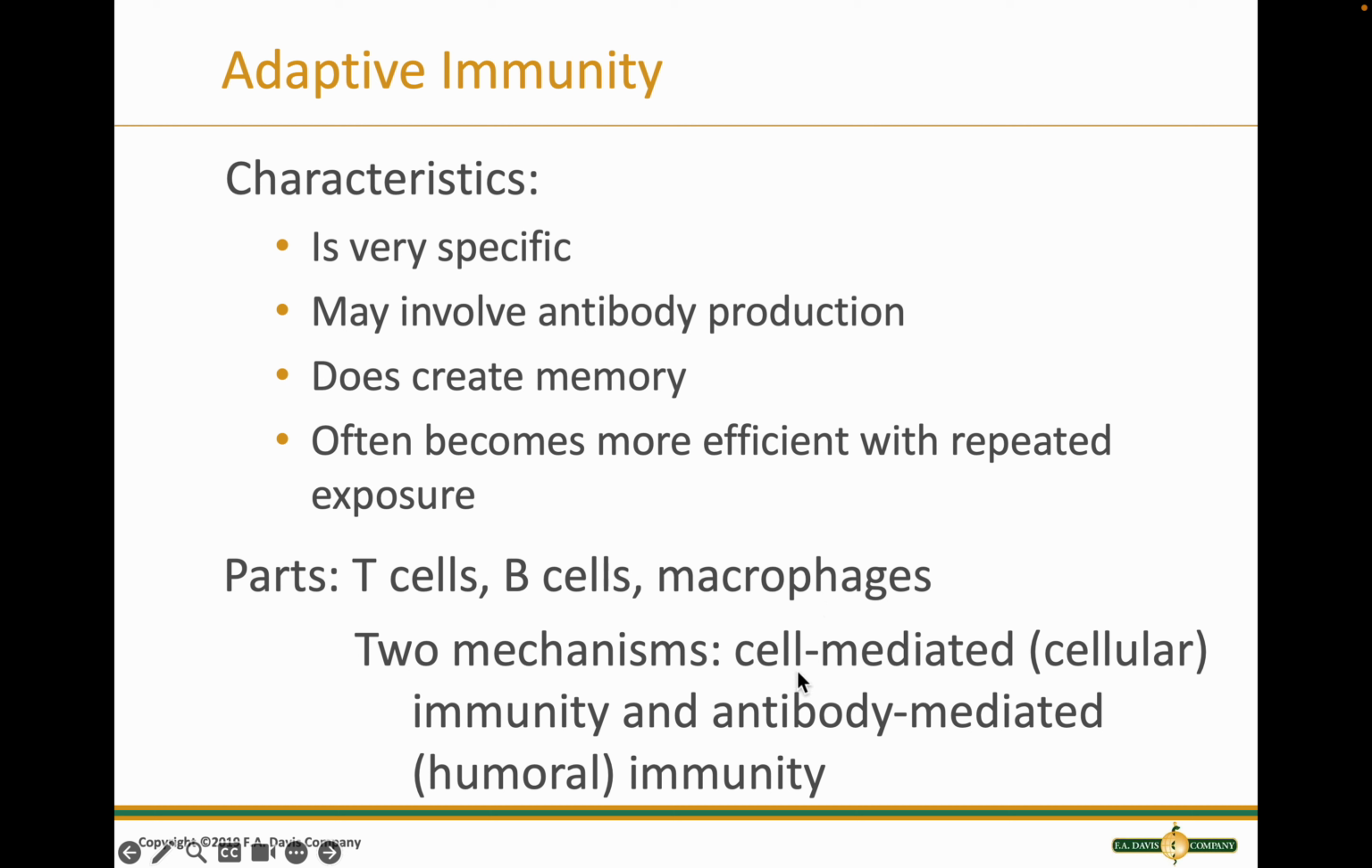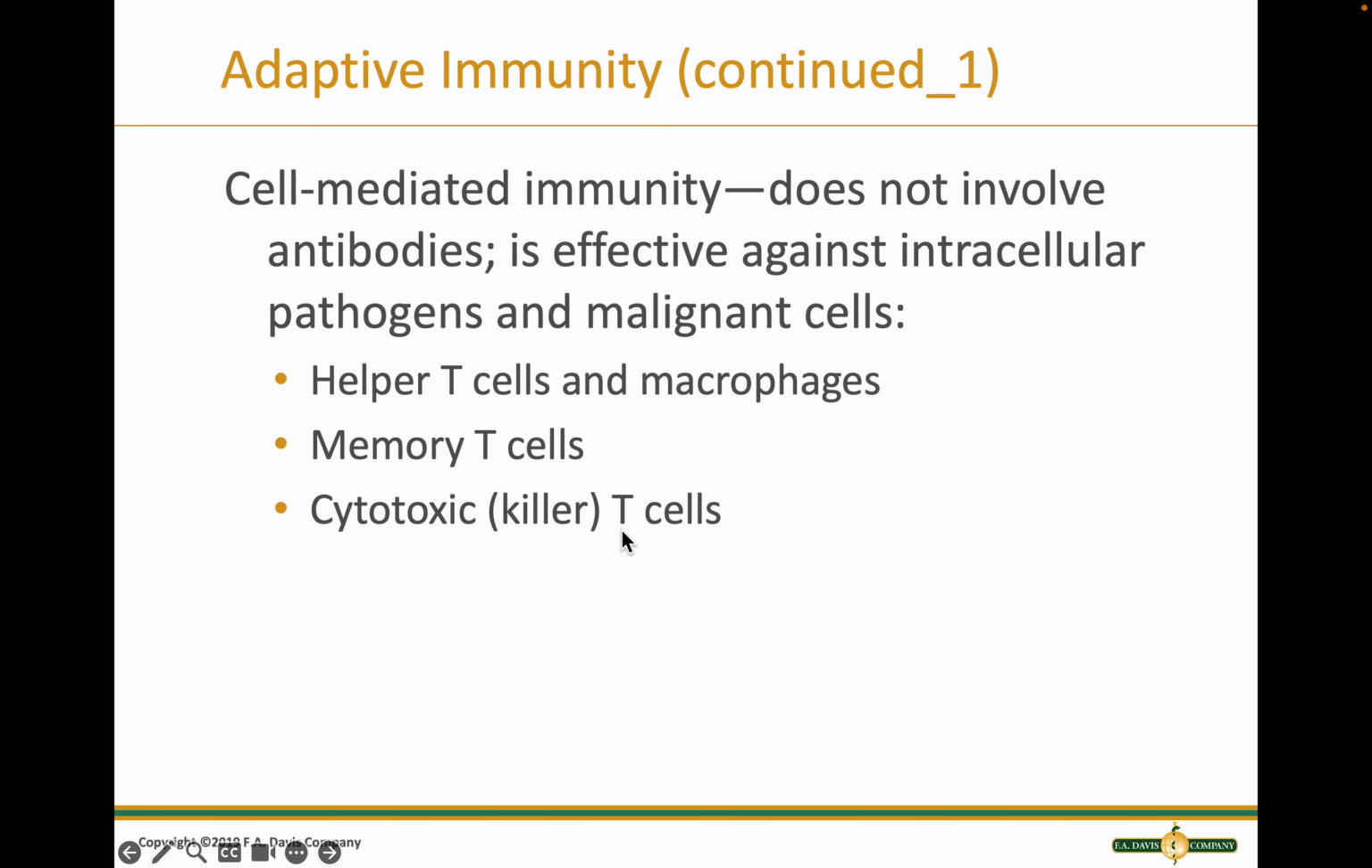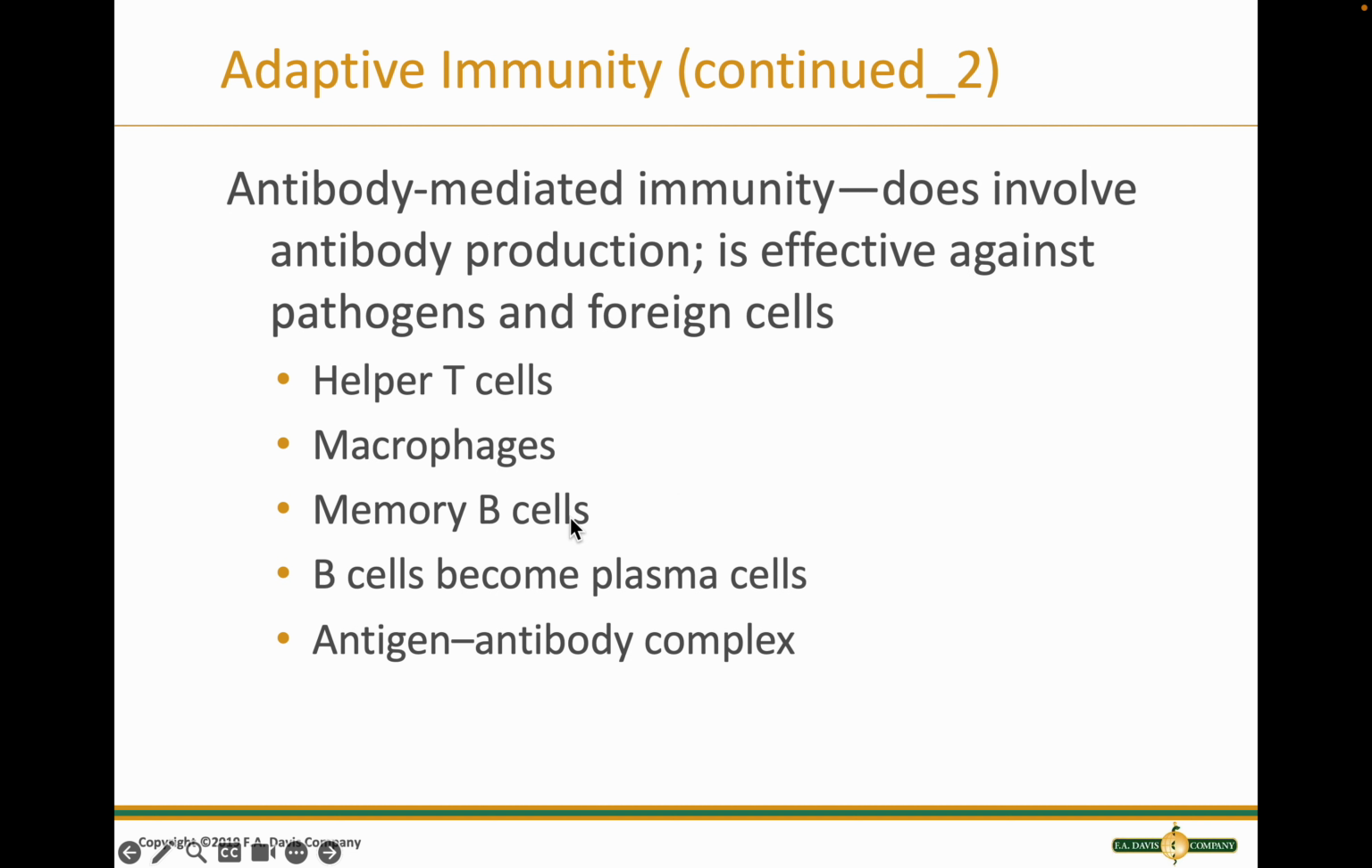And we can also break adaptive immunity down into two different mechanisms, cellular, so cell-mediated, and antibody-mediated. But these are usually happening in real life at the same time. So for most infections, we have both acting. Remember that cell-mediated doesn't involve antibodies by its name, and it's most effective in targeting pathogens within the cell, as well as possibly cancerous cells. And these are the different players that are involved.